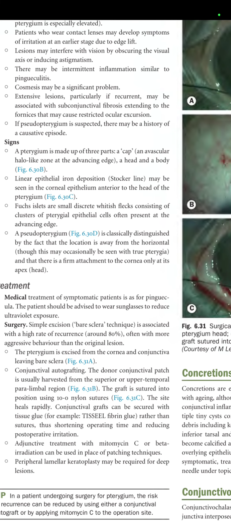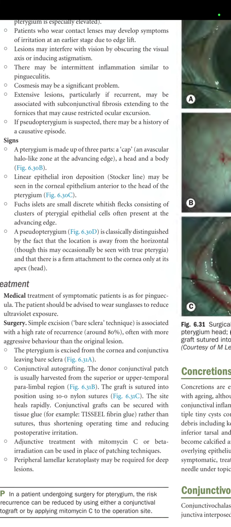A pterygium is made up of three parts: a cap, an avascular halo-like zone at the advancing edge, a head, and a body. Linear epithelial iron deposition, Stocker's line, may be seen in the corneal epithelium anterior to the head of the pterygium.